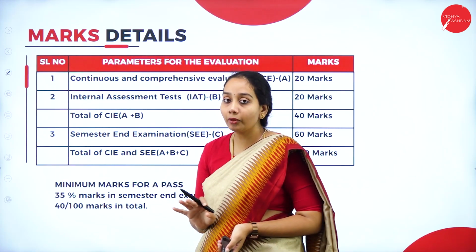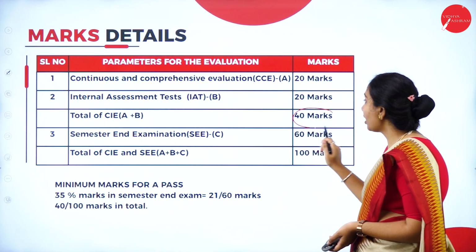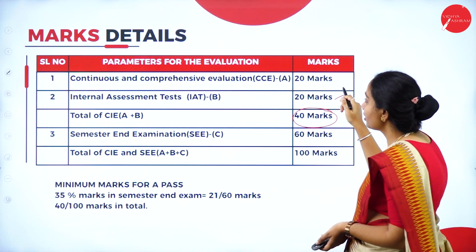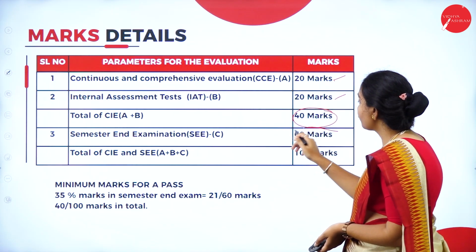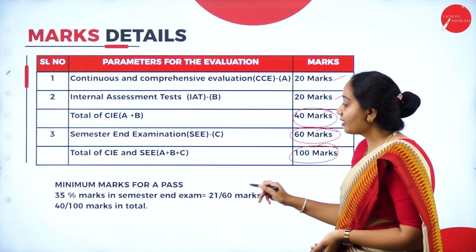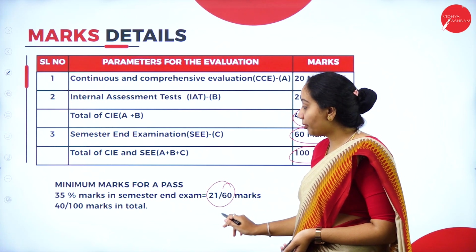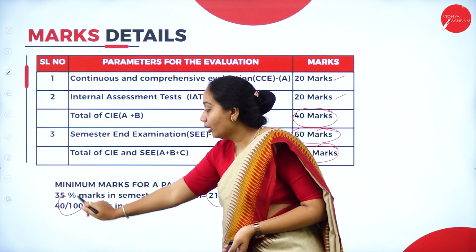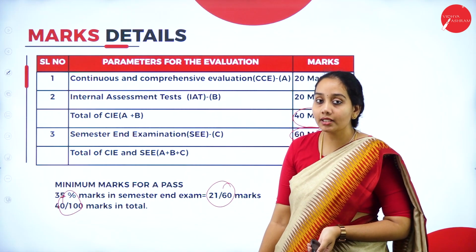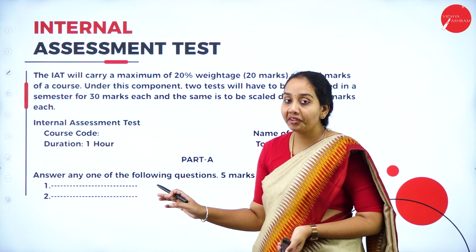Next, we are going to see the pattern. So for your internals, you are going to get 40 marks. 20 marks is for internals test and 60 marks is for your written examination. So in total you are getting 100 marks overall. So out of 60, you should get 21 marks to pass, and out of 100, you should get 40 marks so that you can pass in this subject. So this is your question paper pattern for internal assessment.